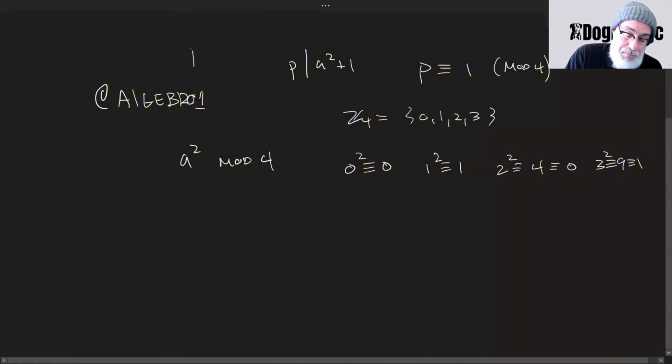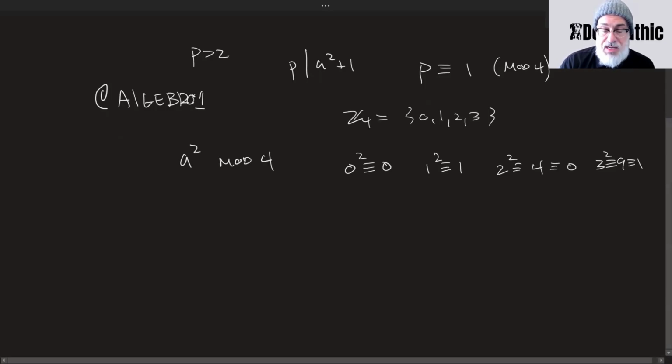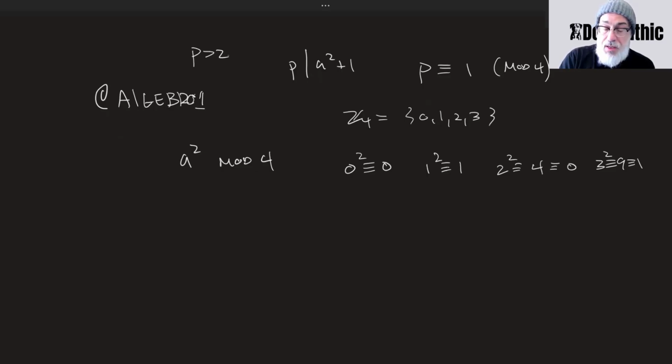Another thing: p is a prime number greater than 2. I think it says odd, which is always an interesting way to define primes, to say it's not 2. Is this the same as saying it's an odd prime? So p is just a prime number that's not 2.